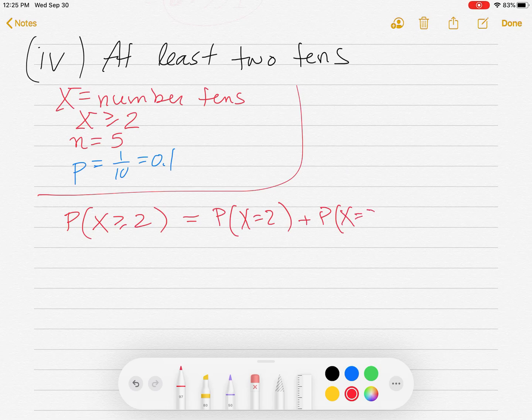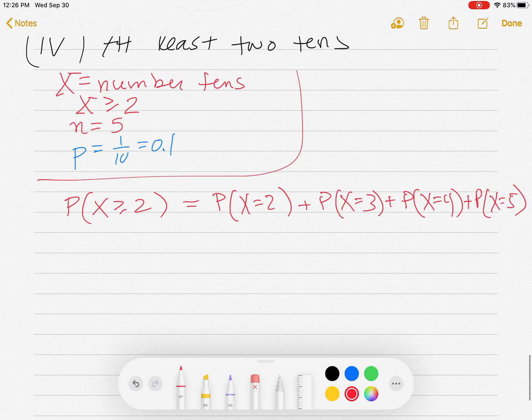If you think about that, that could be 2. So you could get the probability of x equals 2 plus the probability of x equals 3 plus the probability of x equals 4 plus the probability of x equals 5, right? If you have at least 2 tens, that means you can have 2, 3, 4, or 5. 5 is the maximum you can have because there are only 5 rolls.